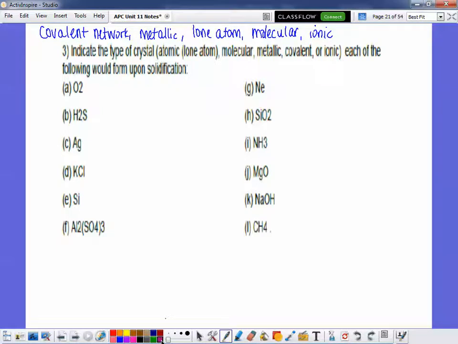All right, so you've had time to go through this. So, O2, what type of solid? Lone atom. H2S. If you say covalent, do you mean covalent network or molecular? Molecular. Ag. Metallic. KCl. Ionic. Si. Yes.